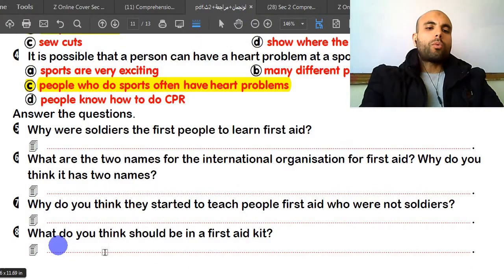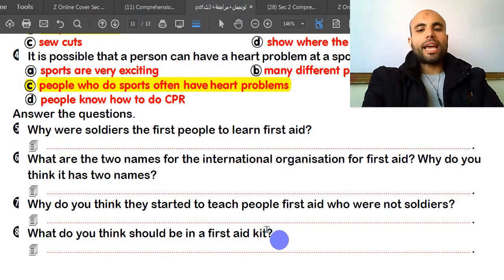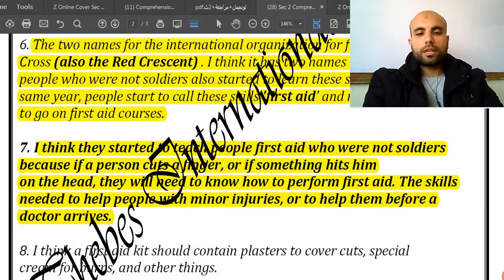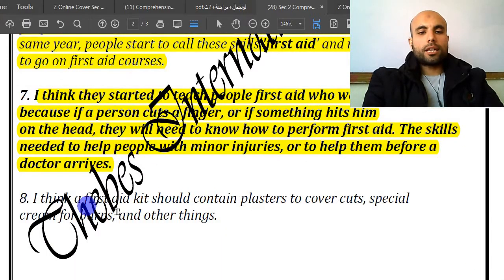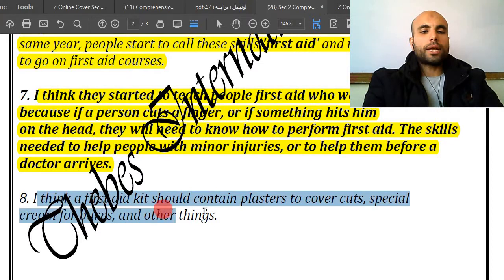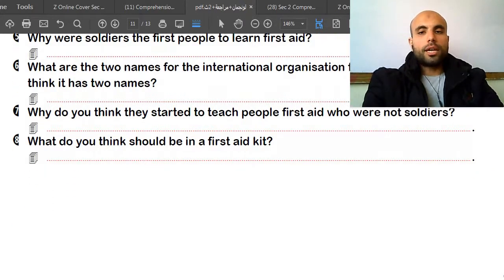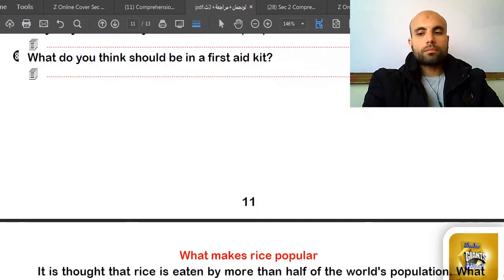Number 8. What do you think should be in the first aid kit? I think it's so easy. Here is the answer. I think a first aid kit should contain plasters to cover cuts, a special cream for burns, and other things. So all of this would be the answer of number 8. So in this way, I have finished the first comprehension. Let's move to the second one.